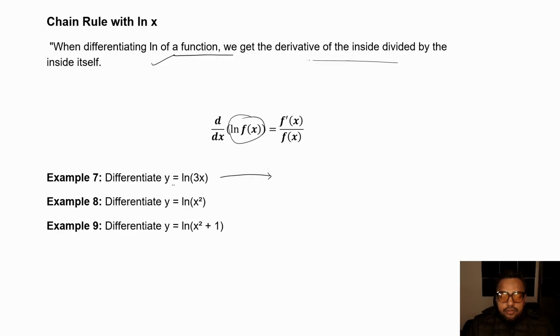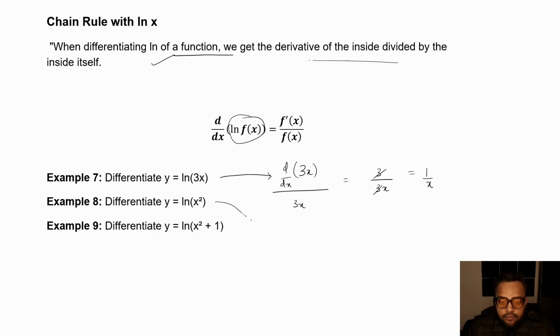We are given the question y equals ln 3x. It means d by dx of 3x upon the function, which is 3x. So here the value will be 3 upon 3x. This 3 and 3 get cancelled, so it will be equal to 1 by x.